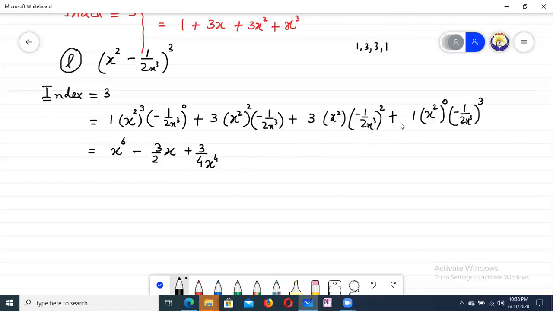Then after that, in the last term, this x square raised to the power 0 will be 1. This is 1. Then here minus 1 cube is minus 1. Here will be minus 1. And then 1 cube is 1 here, divided by 2 cube is 8, and x cube whole cube will be x raised to the power 9. This is x cube and whole cube will be x raised to the power 9. This is the expansion of x square minus 1 divided by 2x cube whole cube.